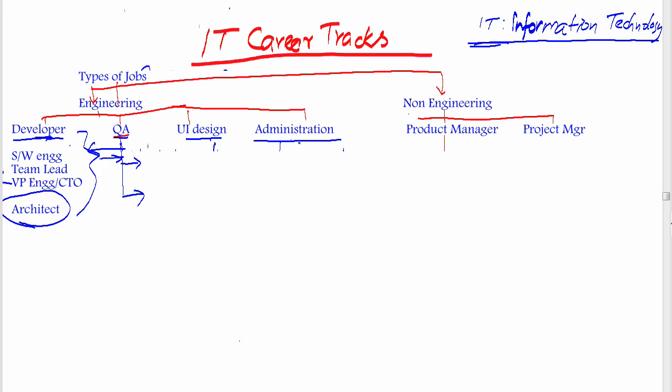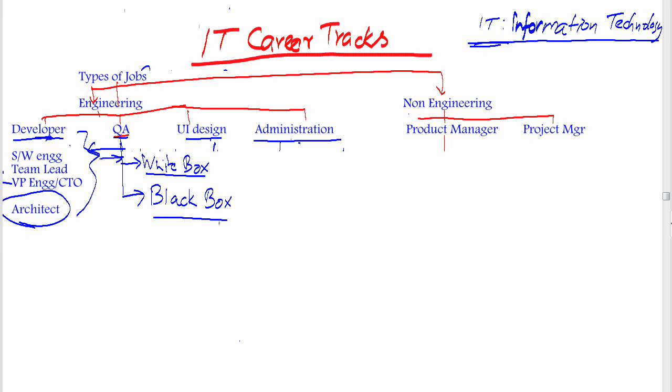Now there are two types of QA jobs. One is white box testing, and the second one is black box. White box testing is where you get into the internals of the application and test it. For example, let's say an application inserts records into the database, then you may have to write some SQL to validate that data. So you're doing some internal investigation.